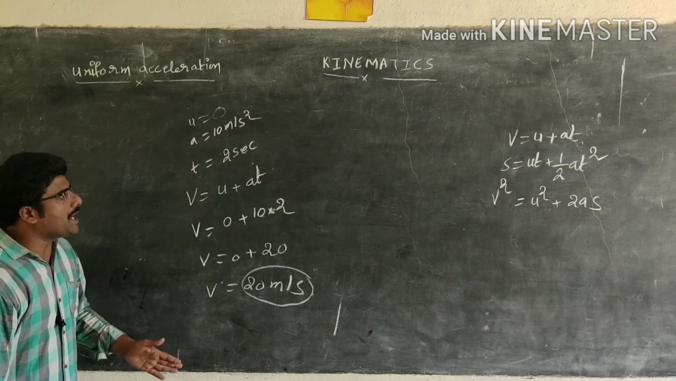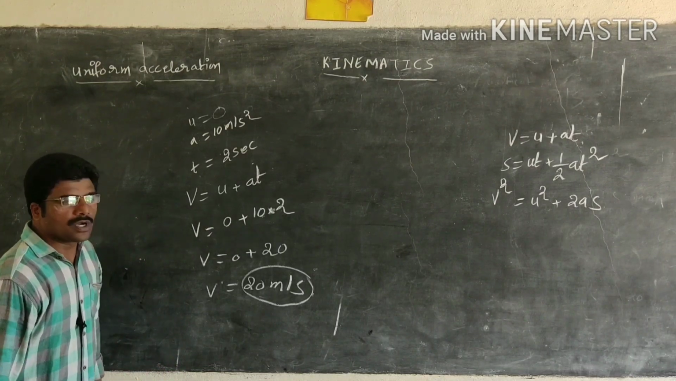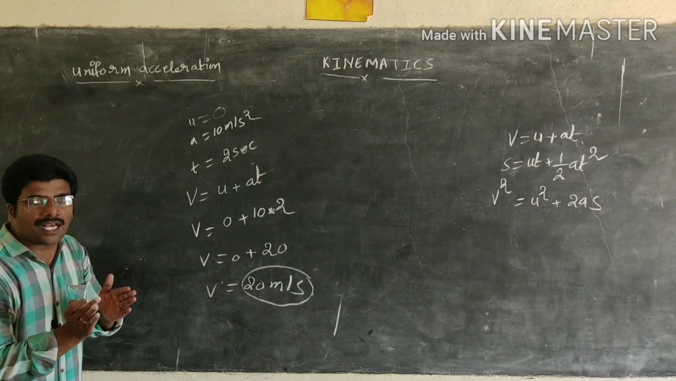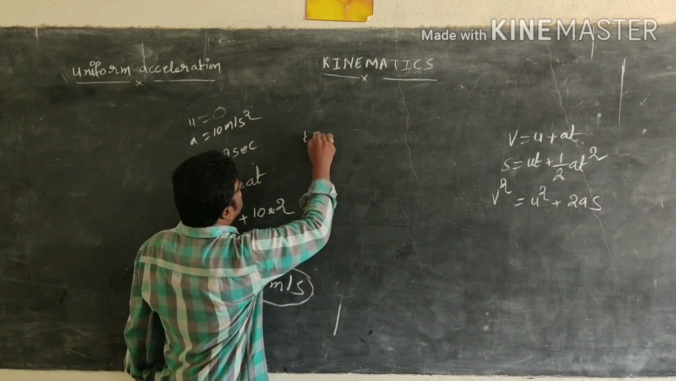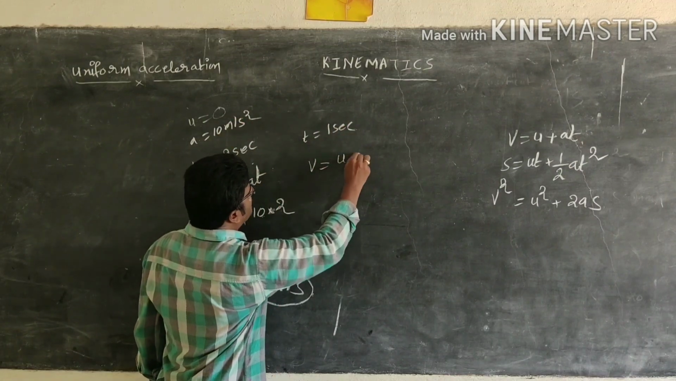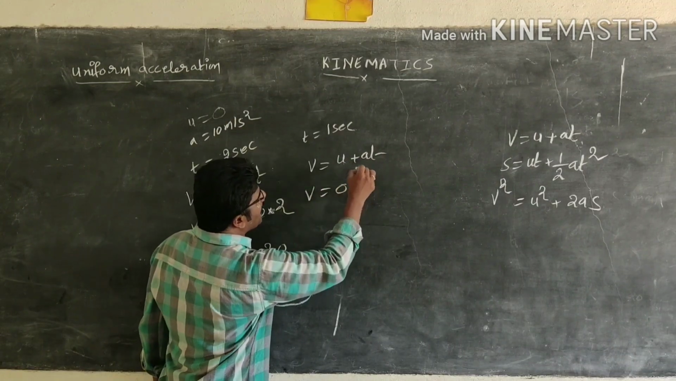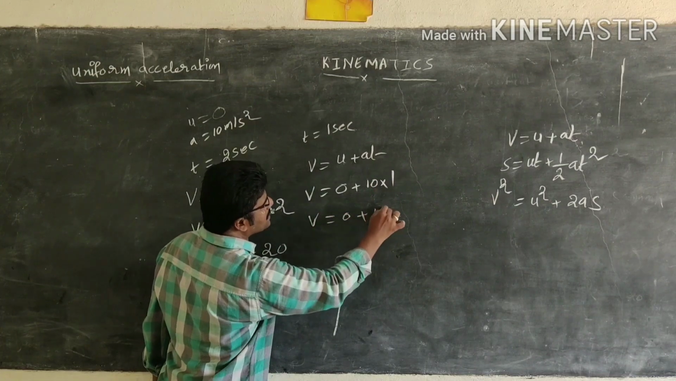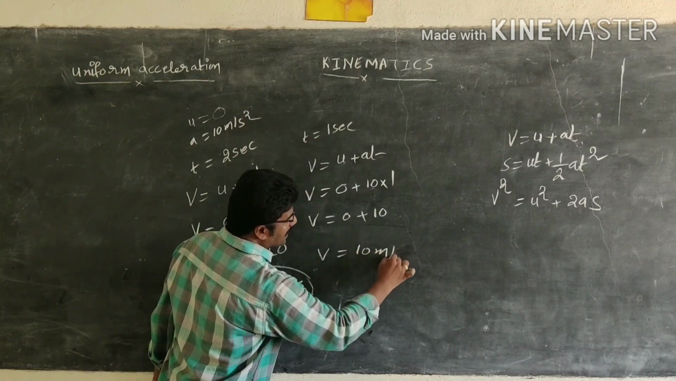In the same way, if we ask to calculate the velocity at 1 second, since it reaches the ground at 2 seconds, now we are going to calculate the velocity of the body at 1 second. Simply we replace t equals 1 second. Simple. v equals u plus at. So v equals u, what is the value? 0. a, no doubt, is 10, into 1. So v equals 0 plus 10 into 1, 10. 10 plus 0, 10. So 10 meter per second.